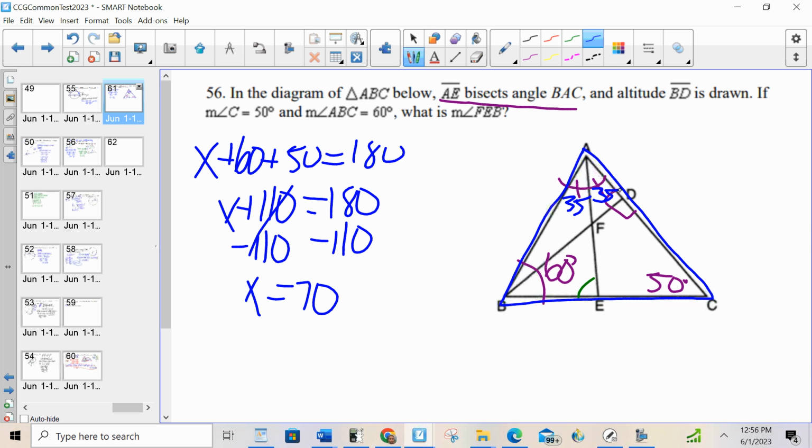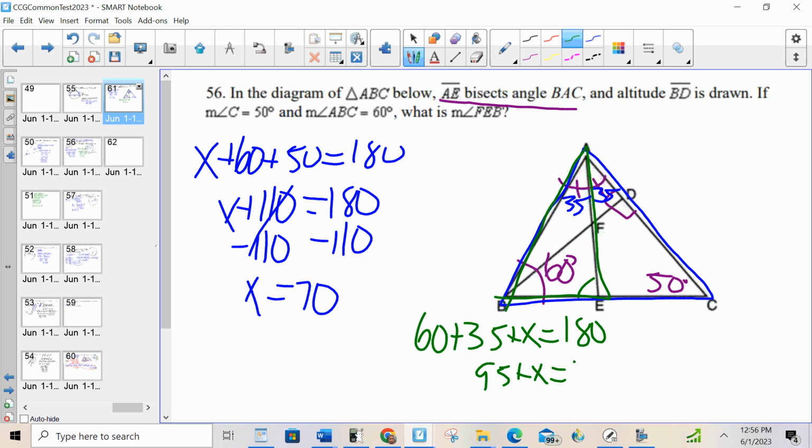Now, I'm only one step from the end. It's asking me for that green angle, so I see this triangle where I have two angles and need to find the third. So I can do 60 plus 35 plus x equals 180. 95 plus x equals 180. Minus 95 minus 95, x is 85.